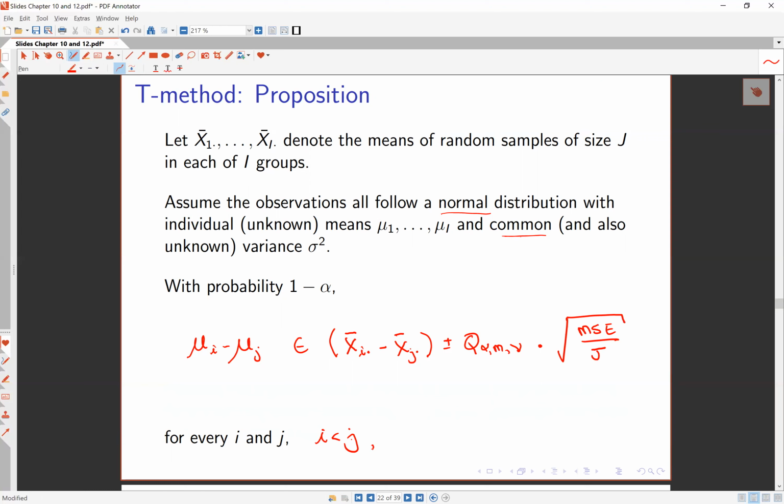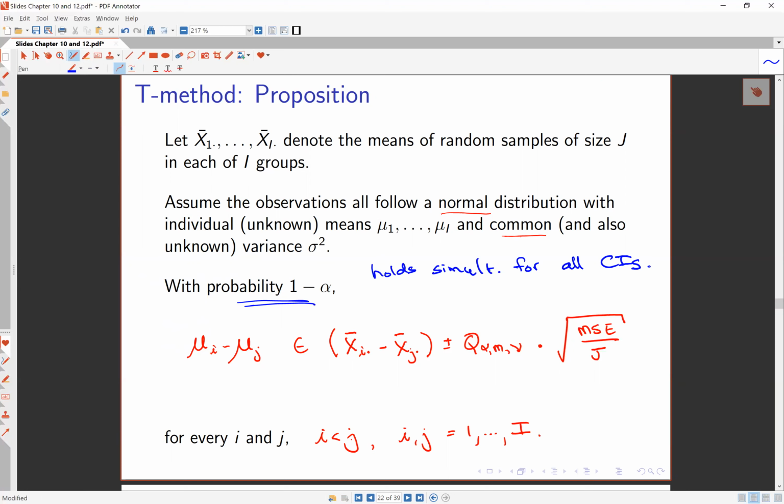We're not constructing one for mu1 minus mu2 and also one for mu2 minus mu1. And i and j range from 1 to big I. And again, this means that this probability 1 minus alpha does not apply just to an individual confidence interval, but holds simultaneously for all these confidence intervals that can be constructed. So their joint coverage is 1 minus alpha.